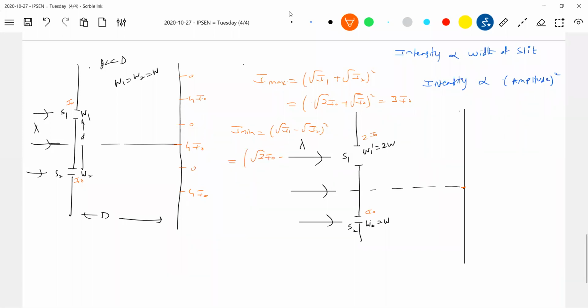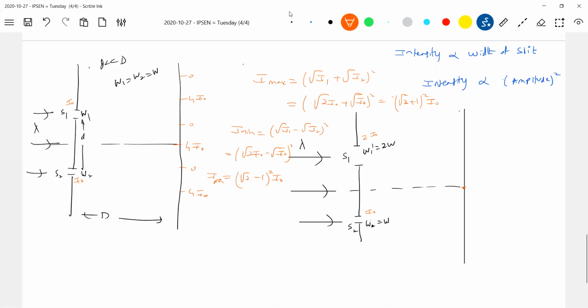So what about the I minimum? It is root of 2 I naught minus root of I naught, so I naught will come outside: root 2 minus 1, whole square, into I naught. Look at I minimum. Will it be 0? Here you don't get a complete dark.